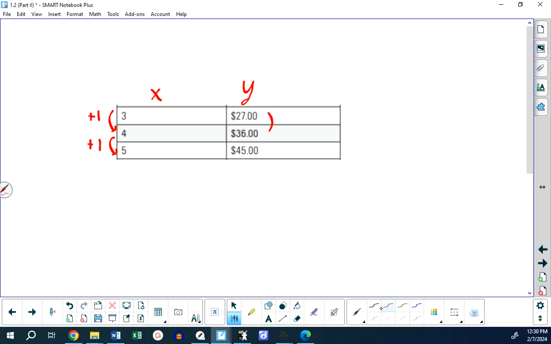Figure out for me, Daniel, what you would add to 27 to get 36. And Elijah, can you figure out what you would add to 36 to get 45? 9. 9? I can't hear you. You also got 9. Perfect. So add 9, add 9. As long as when one of the variables goes up regularly by the same amount, the other one has to go up regularly by the same amount for you to determine it's linear from the table.